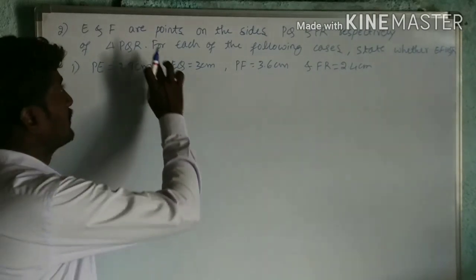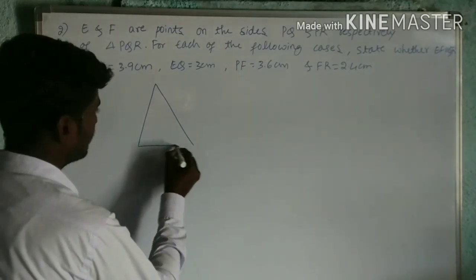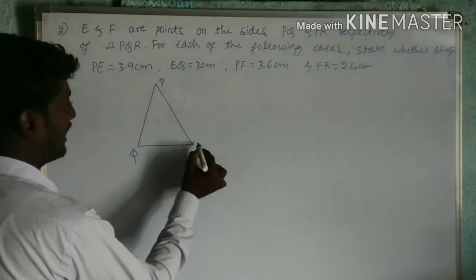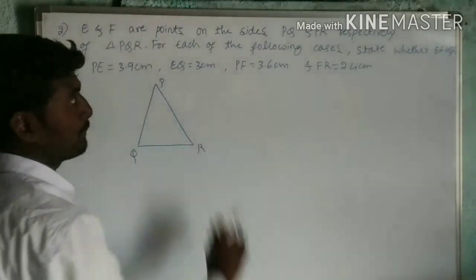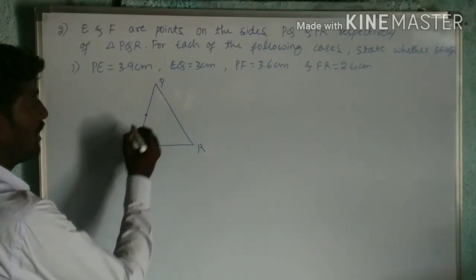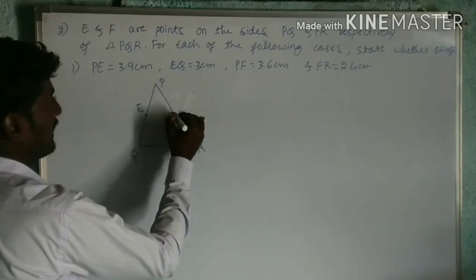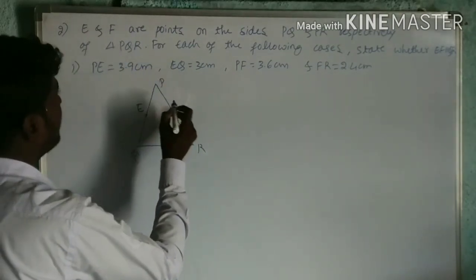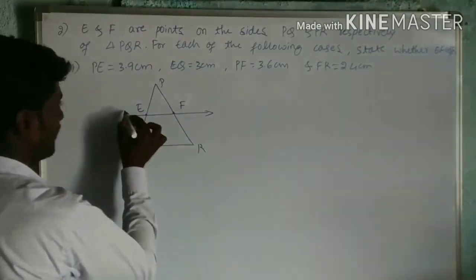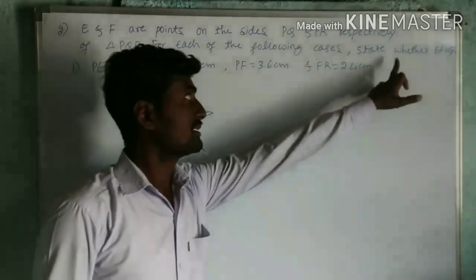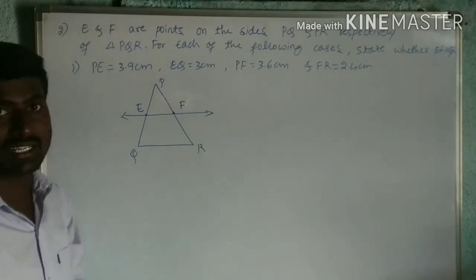Let us take triangle PQR. In this one, E and F are points on the sides PQ and PR respectively. On the side PQ, that point is E. On the side PR, that point is F. Let us join EF. Now I have to check whether EF is parallel to QR.